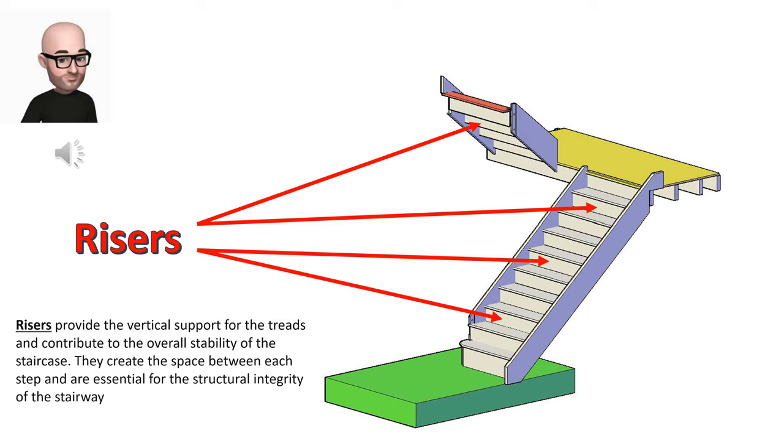The second part would be the risers. Risers provide the vertical support for the treads and contribute to overall stability of the staircase. They create the space between each step and are essentially the structural integrity of the staircase.